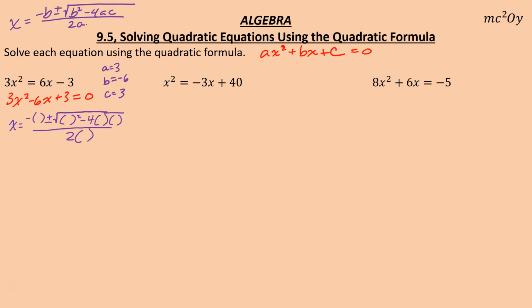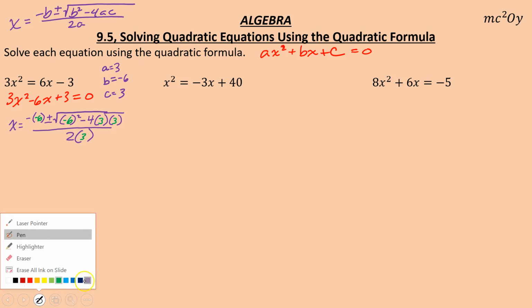When I'm substituting values in for a, b, and c, I need to use parentheses. So a is 3, b is negative 6, c is 3. The opposite of b: well, b is negative 6, so I'm going to write negative 6 in that parenthesis. Plus or minus b squared, so negative 6 squared. Minus 4 times a, which is 3, times c, which is also 3. All over 2a, which is 3. And so now I can do the math here.